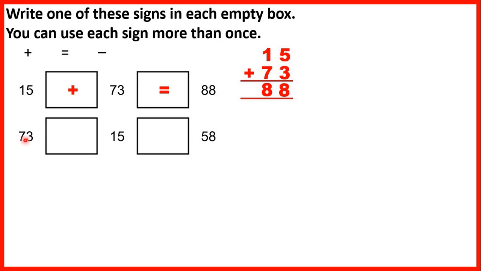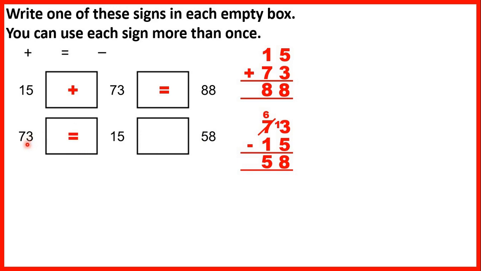And now we have 73, 15 and 58. So this time it's our largest number that we have first. So let's try subtraction. We can try 73 minus 15 equals 58. And if we use column subtraction, we can check that it works, and it does, so we can have minus and equals. But there is another possible answer for this question.